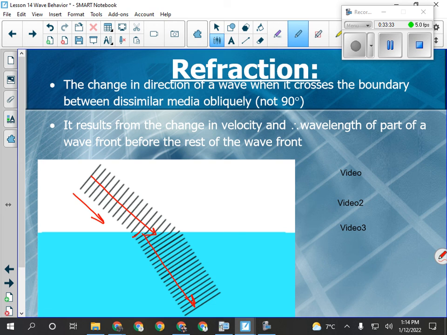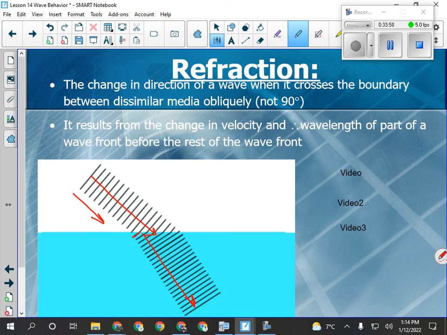The speed of a wave and the wavelength of a wave are both changing here, but it's also changing their direction. It's kind of like what happens if you get one tire of your car in the snow while driving on the road, where the shoulder is snowy but the lane is clear. What can happen? Yeah, it'll pull you in, right?